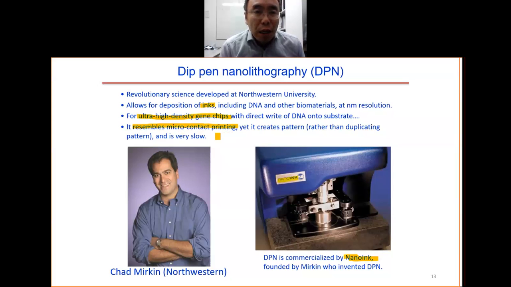The difference is that for microcontact printing, we copy the pattern from the mold onto the substrate. So we transfer the biomolecules and other chemicals from the mold onto the substrate. We copy the pattern. But with dip pen lithography, we create the pattern pixel by pixel. Because we create the pattern pixel by pixel, it is very slow. But with microcontact printing, we copy the pattern very fast, while this one we create the pattern very slowly.